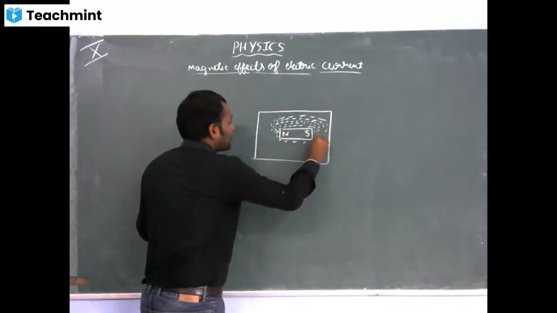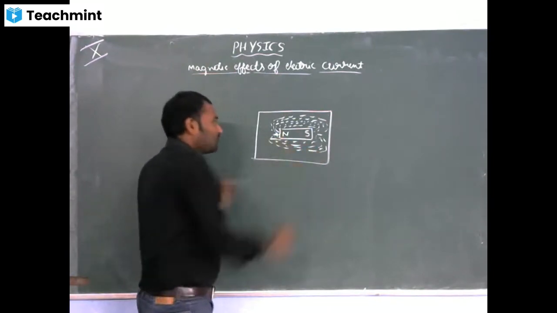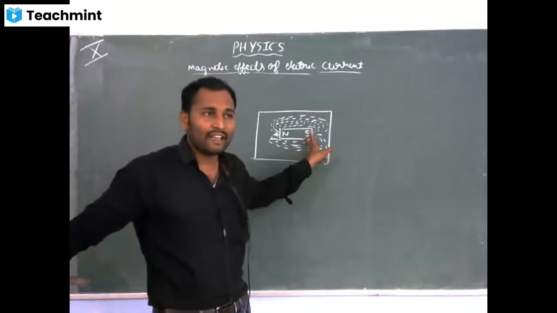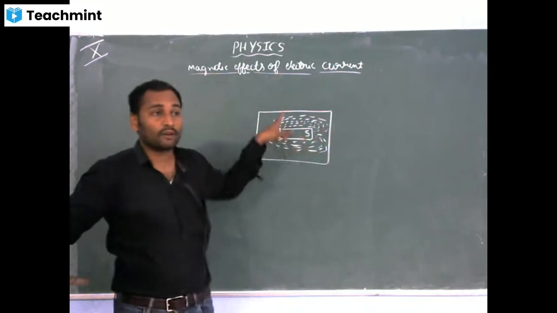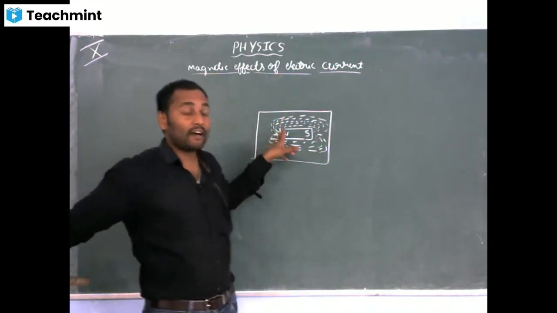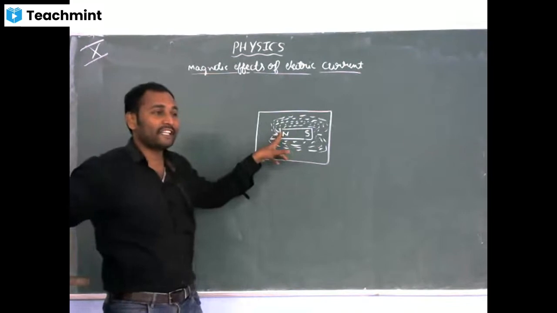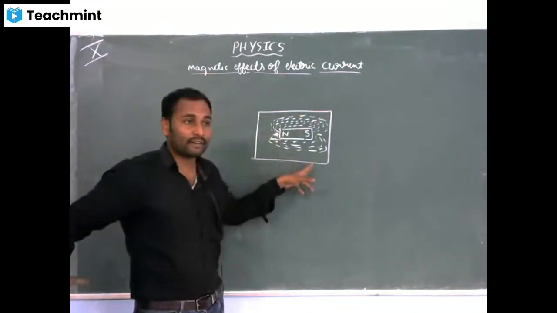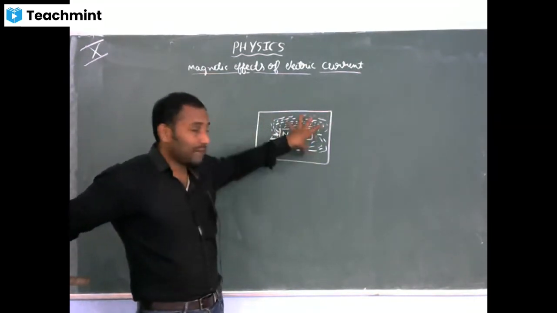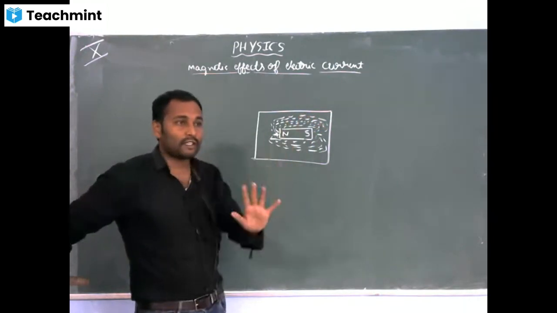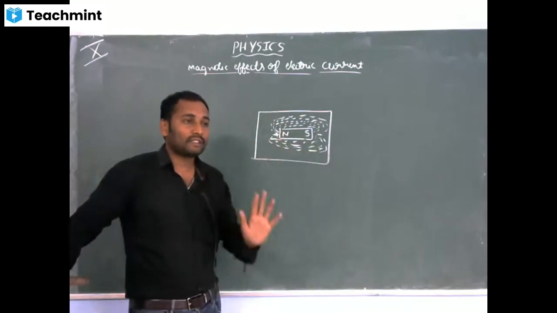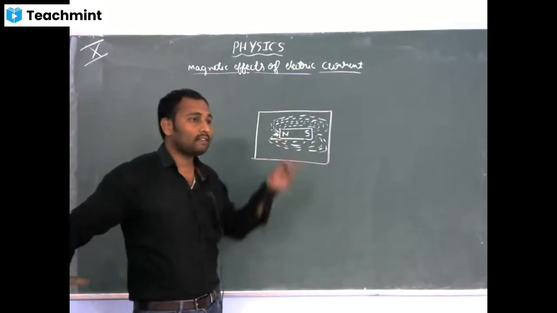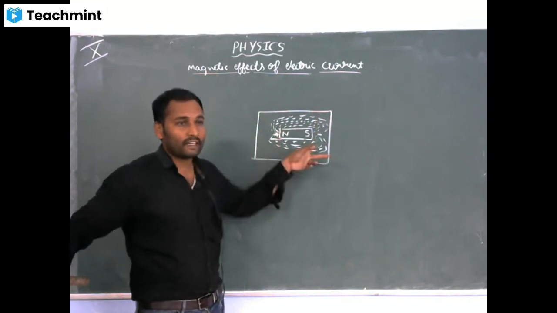You can see this diagram in your textbook. This is the way the iron filings will align in this pattern. When you observe, the iron filings will align themselves in this manner. So by seeing this diagram, you can say that surrounding the region of a bar magnet, there is the presence of a magnetic field. That is the reason there is an attraction of iron filings.